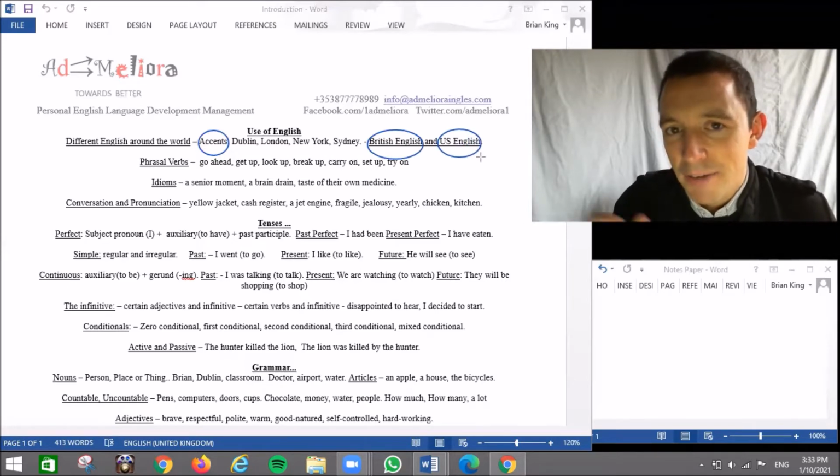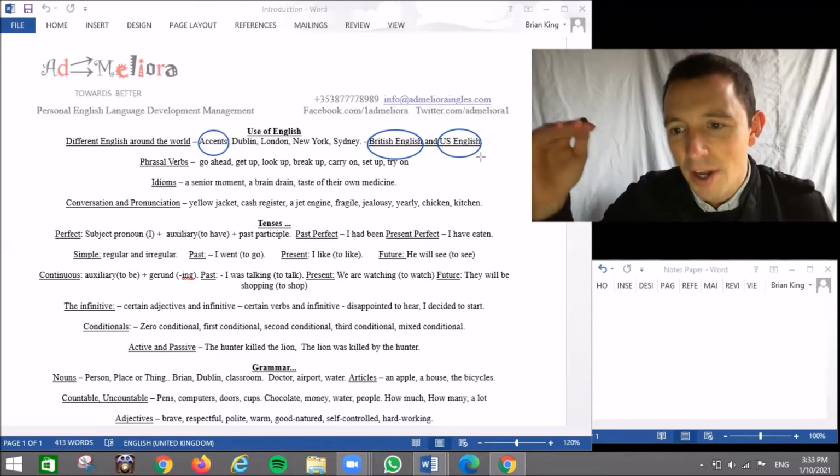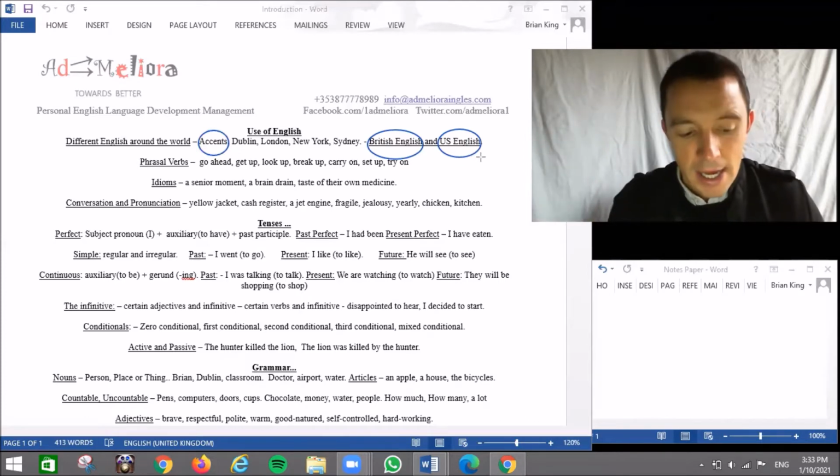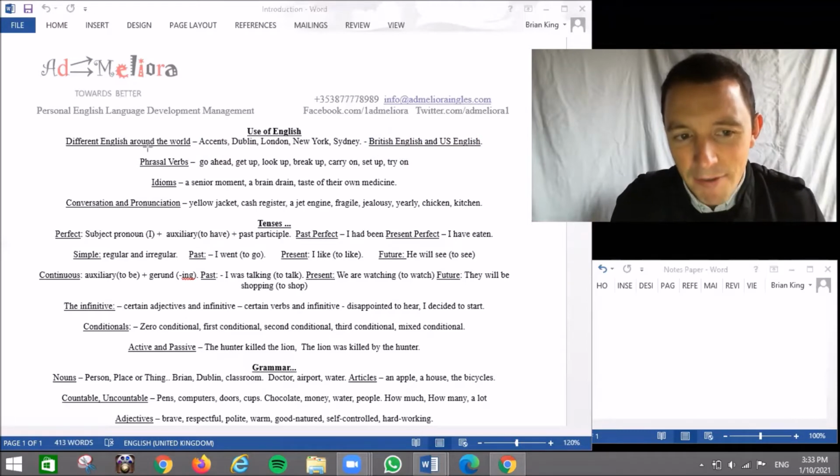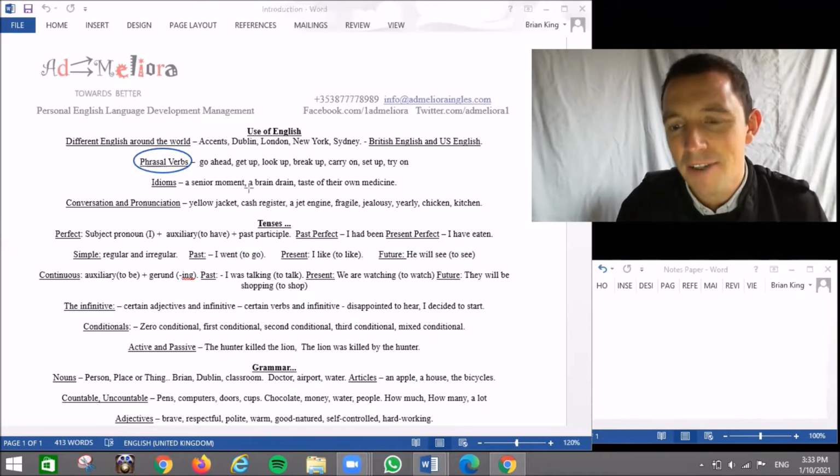There are minor differences. In my opinion, the difference between British English and the United States English is not the priority. There are other priorities first, okay? Here, the next section are phrasal verbs. So in English, phrasal verbs are very important, and the concept is very different in Spanish and English.